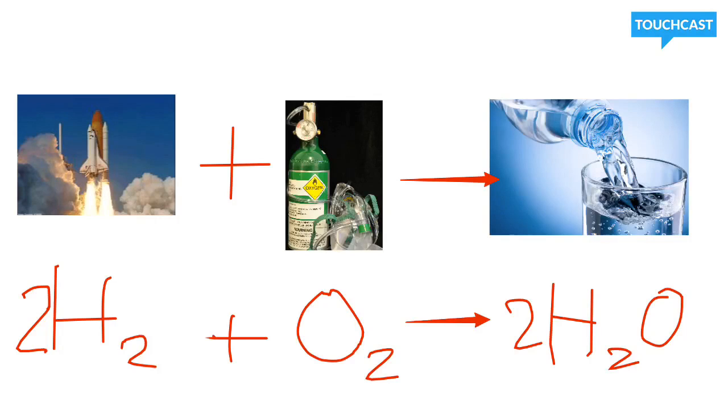Alright, my first example, we're going to use water. Water is a compound that is made of hydrogen and oxygen. Hydrogen is an explosive gas. It's used in rocket fuel. It's very, very light.